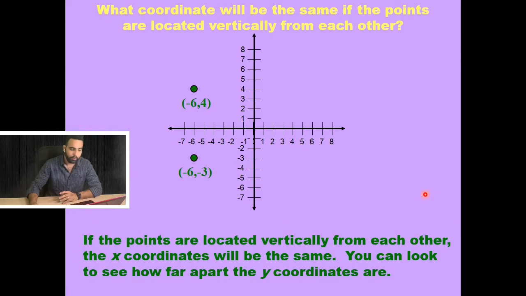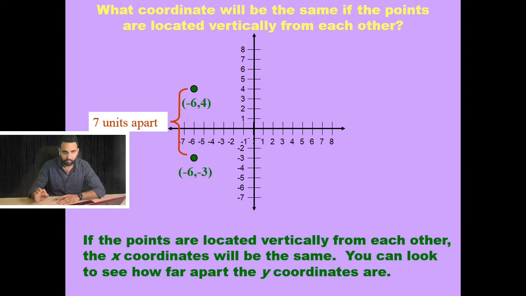What if the 2 points are located vertically from each other, okay? The x-coordinates will be the same, not y. You can look to see how far apart the y-coordinates are. Look here, the y-coordinates are 4 and -3, so you can count from 4 to -3 to find how far apart they are. Let's count 1, 2, 3, 4, 5, 6, 7. So the distance between these 2 points is 7 units apart, okay?